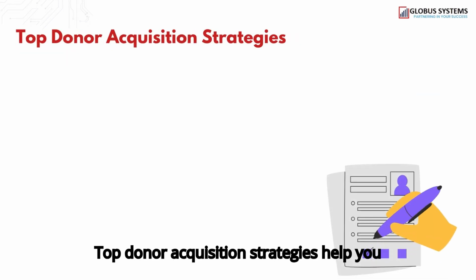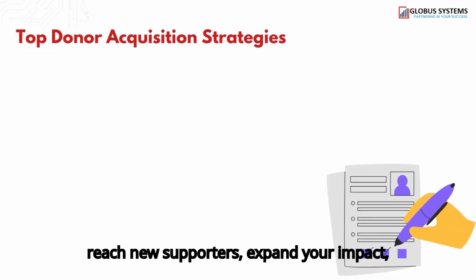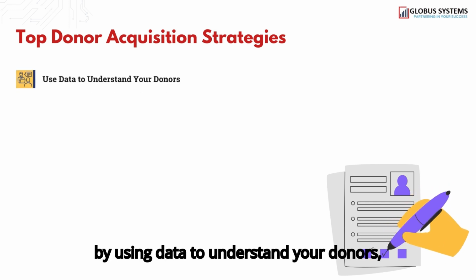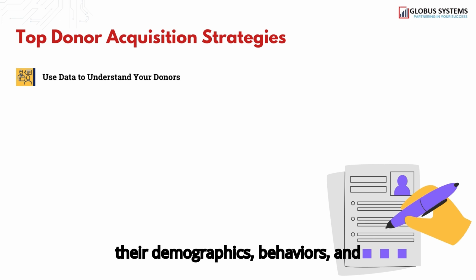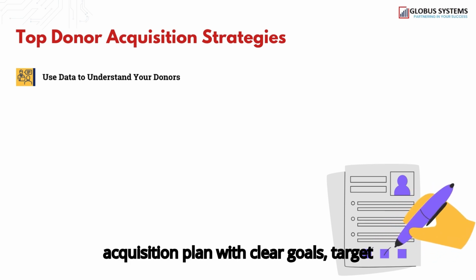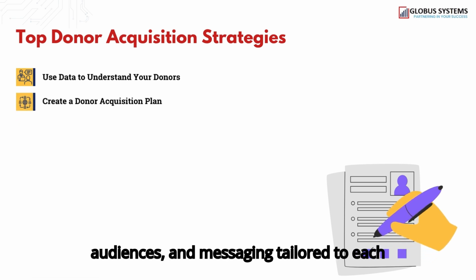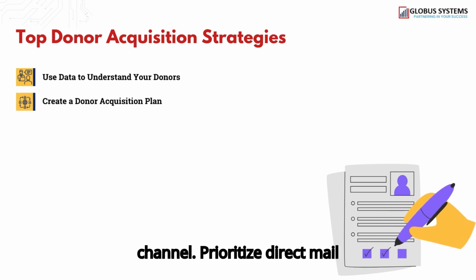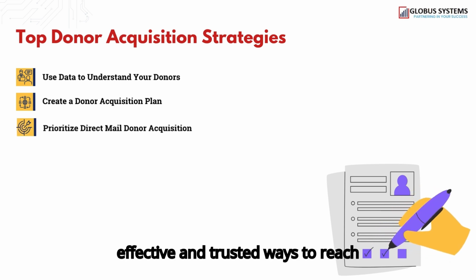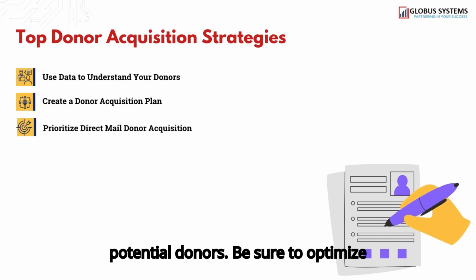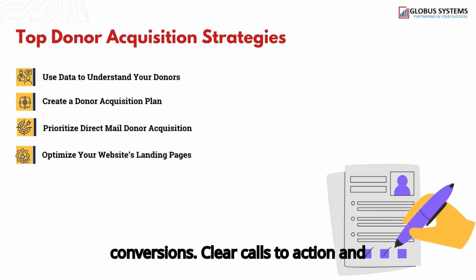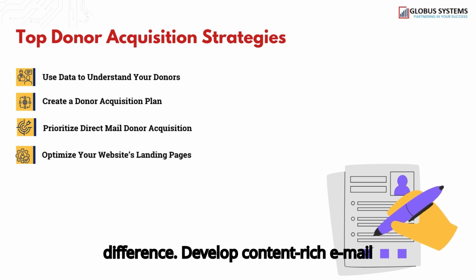Top donor acquisition strategies help you reach new supporters, expand your impact, and grow your mission sustainably. Start by using data to understand your donors, their demographics, behaviors, and motivations. Next, create a donor acquisition plan with clear goals, target audiences, and messaging tailored to each channel. Prioritize direct mail acquisition, still one of the most effective and trusted ways to reach potential donors. Be sure to optimize your website's landing pages for conversions. Clear calls to action and donor-centric design make a big difference.